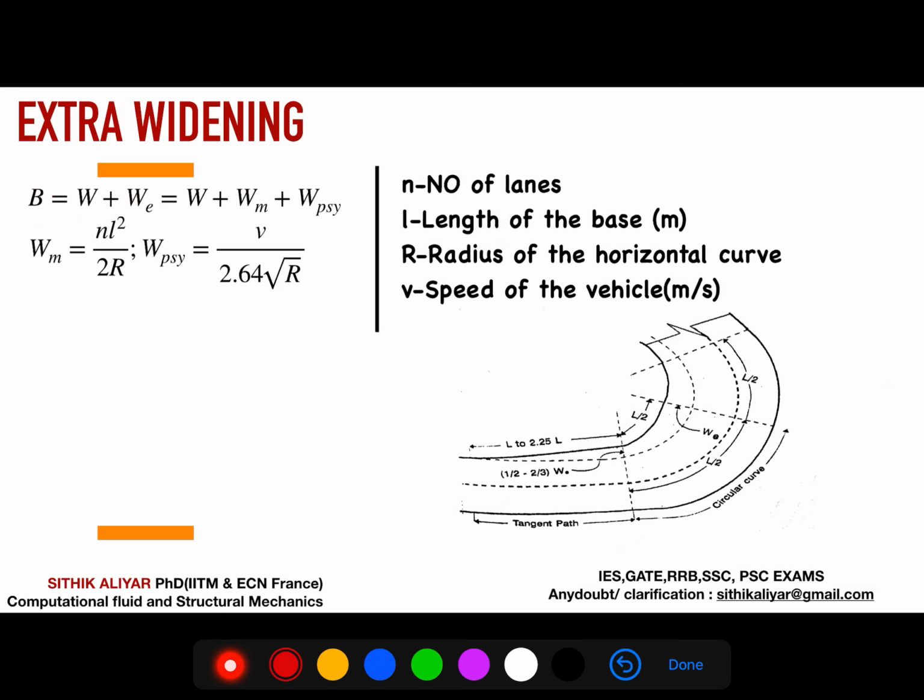How much we are going to provide is, you can see, this is the actual width of the road, and we are going to provide some extra widening. Extra widening means we are going to provide mechanical widening for the mechanical reason, and psychological widening for the psychological reason. For mechanical widening there is a derivation, you can refer to textbooks if you want. This L square by 2R is also called off tracking. L is the length of the base of the vehicle.